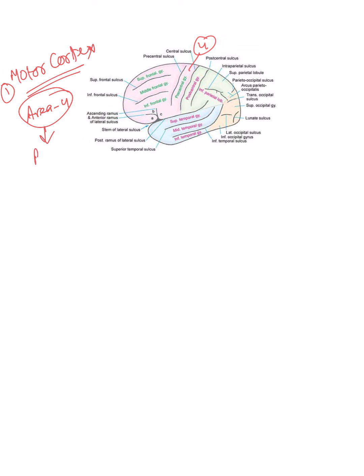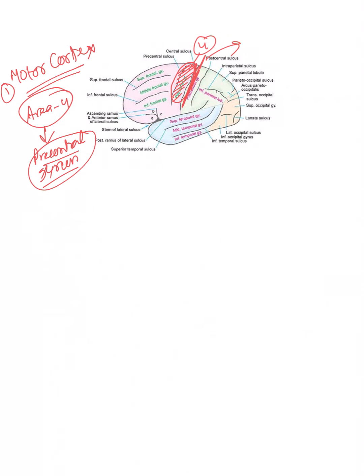So in frontal lobe, first area I am going to discuss is motor cortex. Very important area. First is motor cortex. Location: it is called area 4, and I am showing it on the picture. This is area 4 and it is present on precentral gyrus, just to the left of central sulcus. This is central sulcus and this is precentral gyrus, area 4.